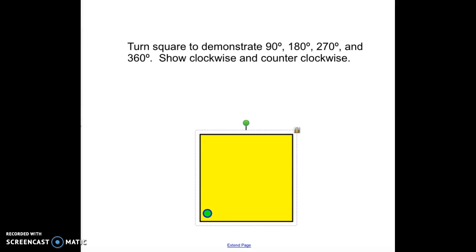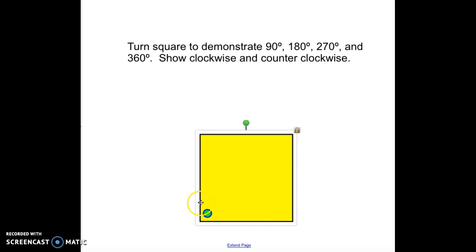First, let's take a look at this square. I want to show you what I mean by when I rotate something 90 degrees, 180 degrees, 270, and 360 degrees. I also want to show you what I mean by clockwise and counterclockwise. So let's look at this shape. I want you to focus here on this point. And I'm going to rotate it first 90 degrees.